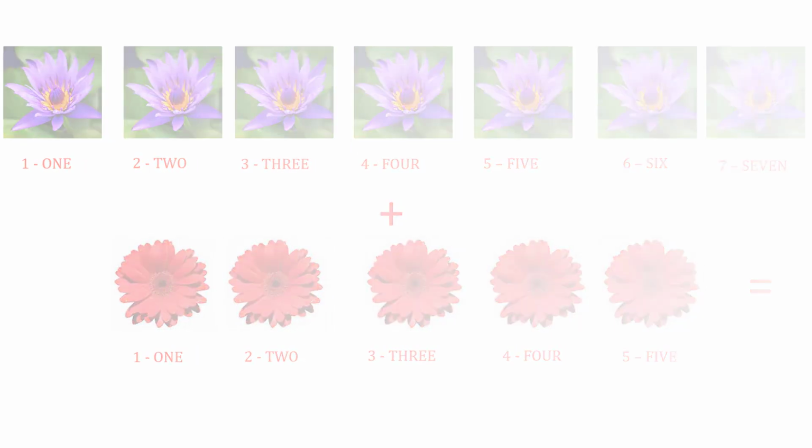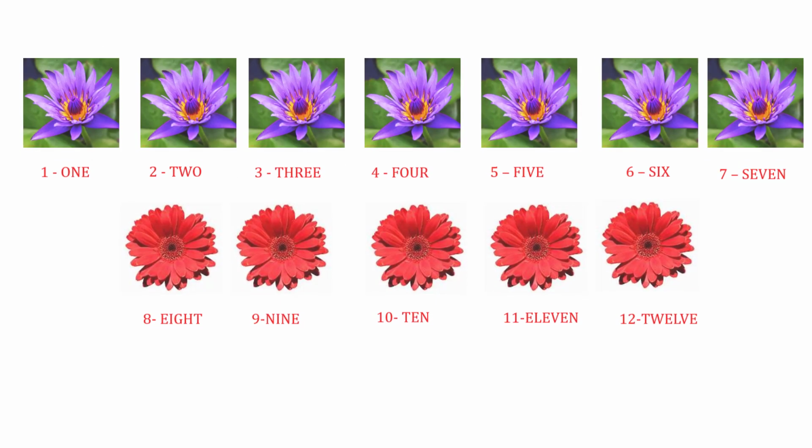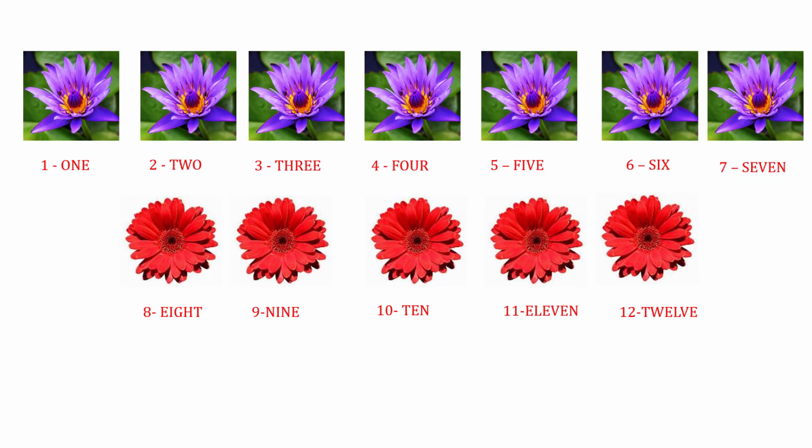The total number of flowers are 12. How? See? 7 plus 5 equals 12.